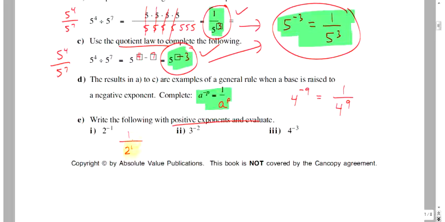What's 2 to the 1 power? 2, right? 1 2s. 1/2 is also known as, what is a decimal? 0.5. You know what? Let's check this one.